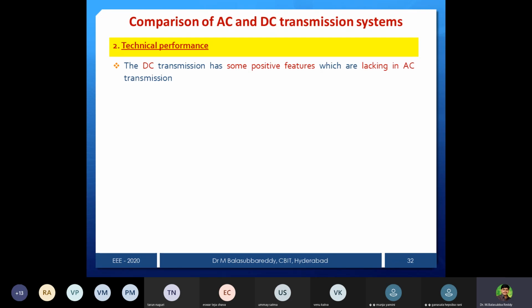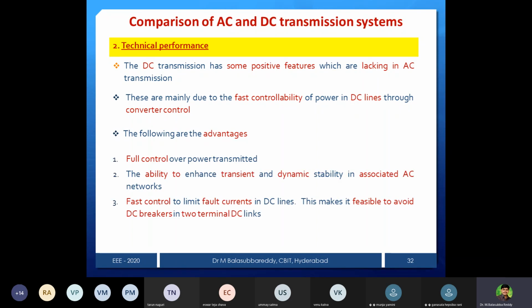Just a review of the previous class. Previously I covered some of the parameters technical wise, and I will go through them once and then go to the rest of the parameters. As we are aware, DC has some positive features compared to AC because of fast controllability. DC lines use converter control, and the controller is very fast, which gives some advantages.